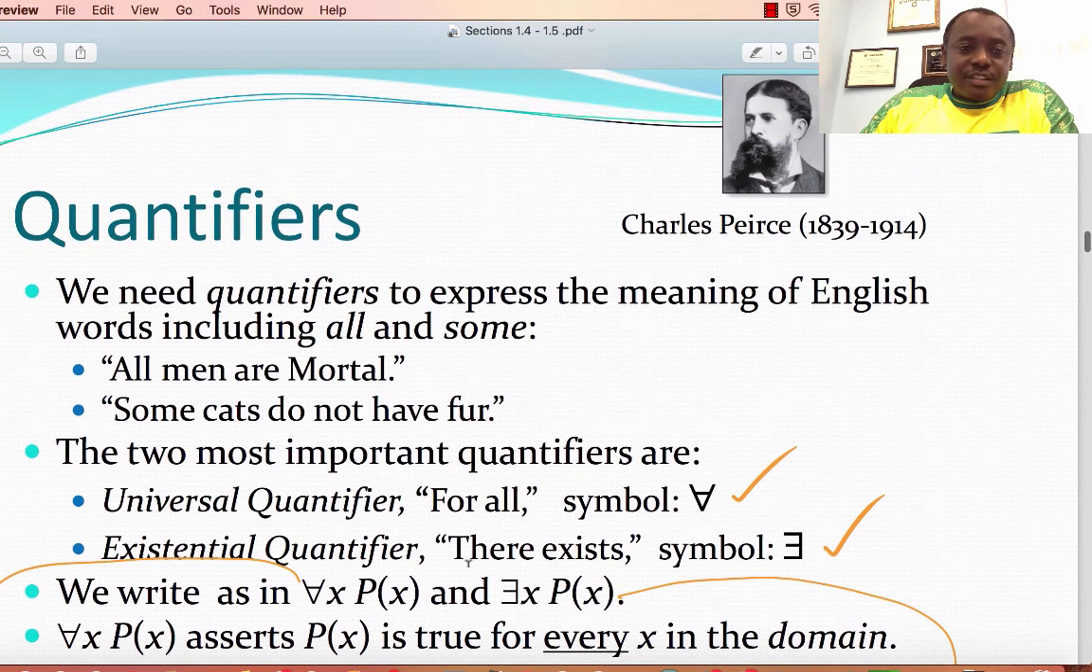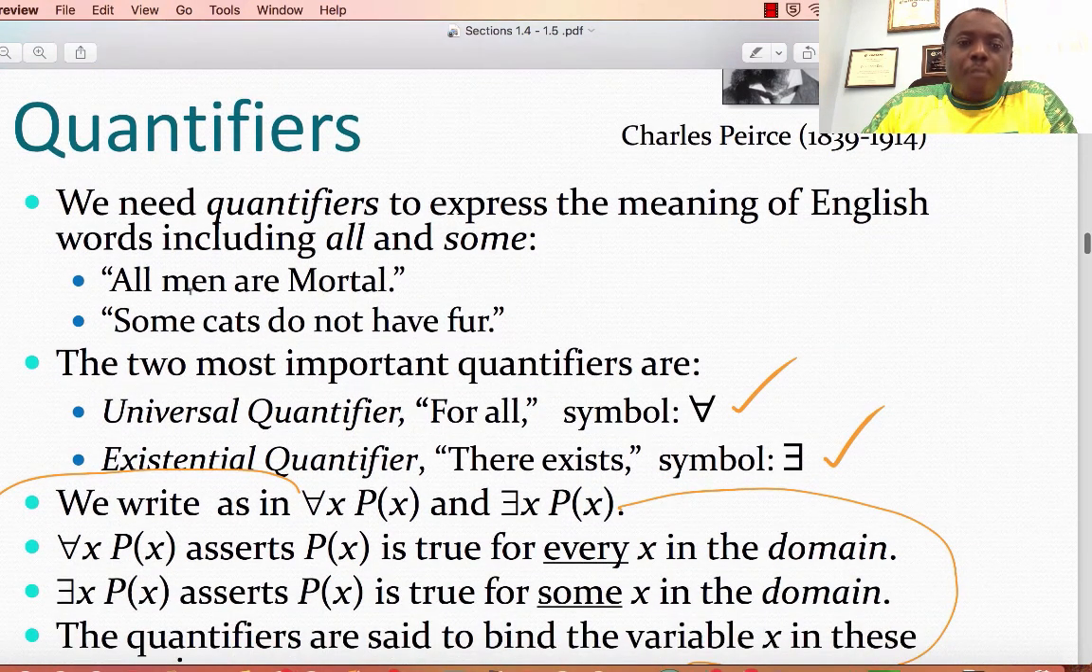Remember that symbol? So if we say all men are mortal, all would be the universal quantifier. The domain is the set of men. So my predicate becomes X is mortal. So P of X would be X is mortal. So if I write for every X, P of X, that would mean for all X in my domain, which is the set of all men, P of X is true. X is mortal.